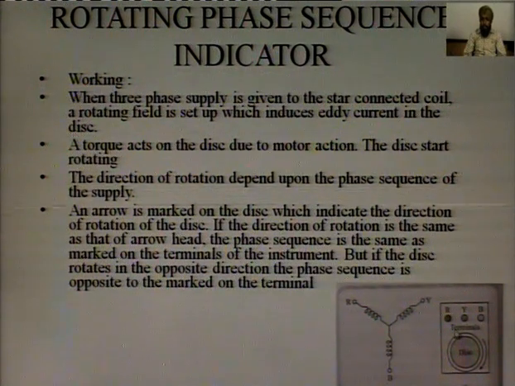If the phase sequence is correct, then the disc will rotate in a clockwise direction. If the phase sequence is incorrect, then the disc will rotate in the anti-clockwise direction. So from the direction of the disc, we can indicate whether the phase sequence is correct or incorrect.